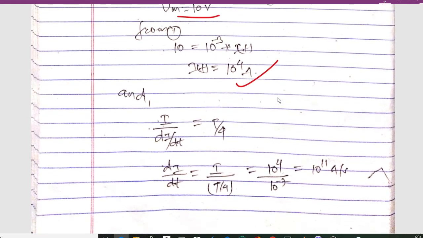Now we have the relation I upon di upon dt equals T upon 4. So from here we get the value of di upon dt. It will be 10 to the power 11 ampere per second.